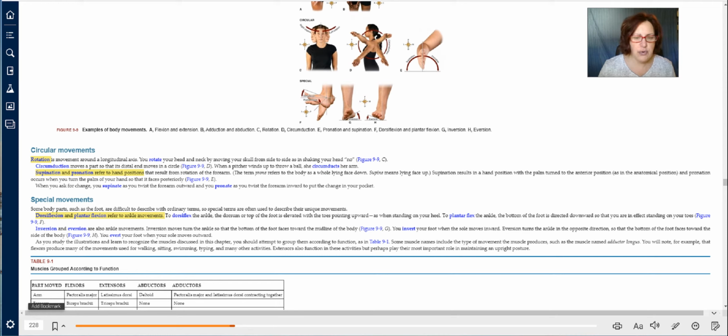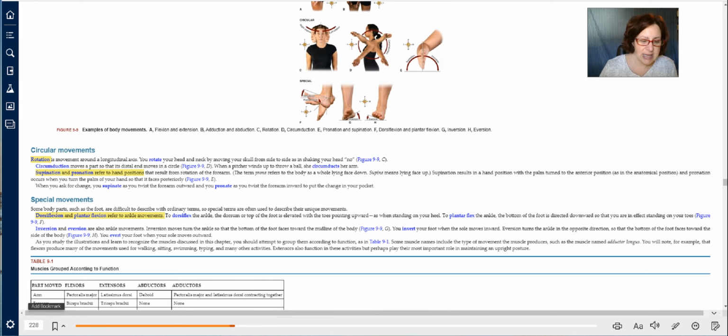The next two movements are called dorsiflexion and plantar flexion, and these are foot terms. Dorsiflexion is with the toes pointing upward. So if you're standing on your heel and you're bringing your toe up off the ground, that's dorsiflexion. Plantar flexion is pointing your toe, like standing on your tippy toe like a ballet dancer might do. That's plantar flexion. I've had students tell me they remember it by thinking that you're planting seeds, pushing the seed into the dirt with your toes. Okay.